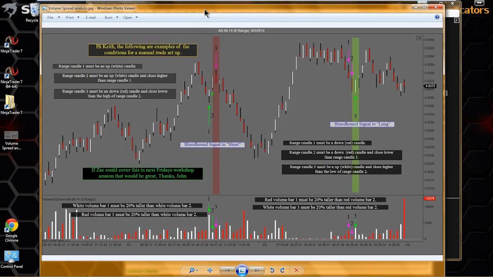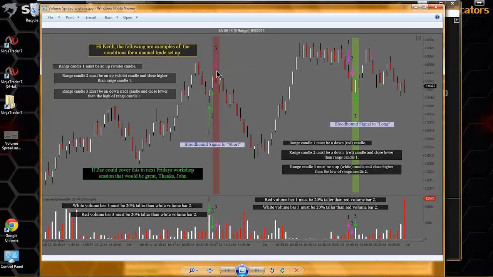All right, so I guess I'll build the simple one first, which is looking at the various price action here. So, bar one is marked right here. We want range candle one must be up, and range candle two must be up, and the close must be higher than range candle one. So we need two up bars, and the second up bar must have a higher close or a higher high than the previous bar.